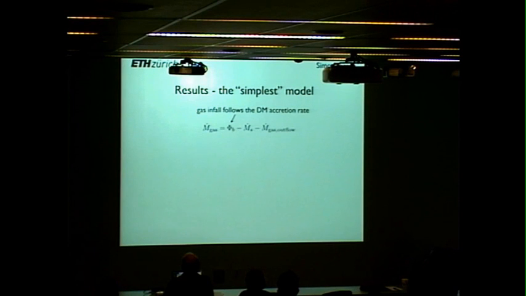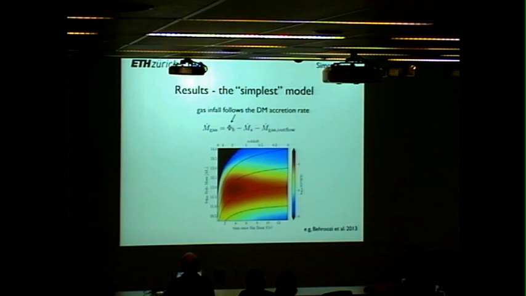So, results. The simplest model. Coming back to the gas inflow, it turns out to be a very crucial thing in our model. If we just say the gas inflow follows the dark matter accretion history, so that if the dark matter halo grows at a given specific rate, the gas inflow does too, then we basically have a direct link between the dark matter and the baryonic inflow into this active region. So what is the result? Here we have, similar to Birrer et al. 2013, time since the Big Bang on the x-axis.